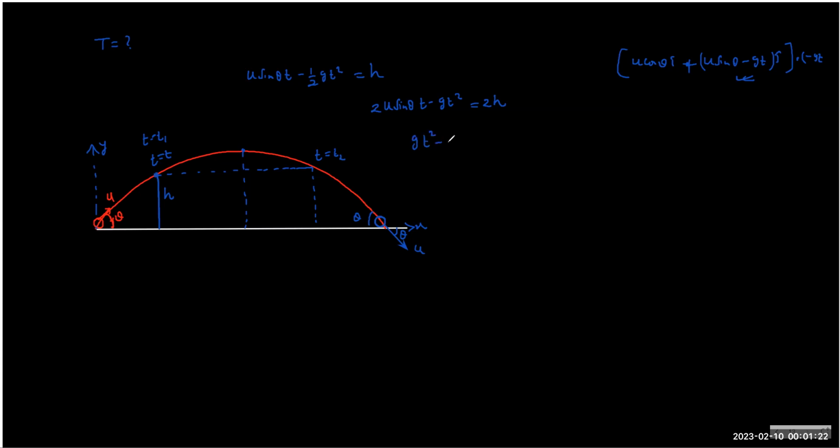g t squared, so because there are two roots of the equation. So t equals t1 is from here to here. Do you know what is t2?